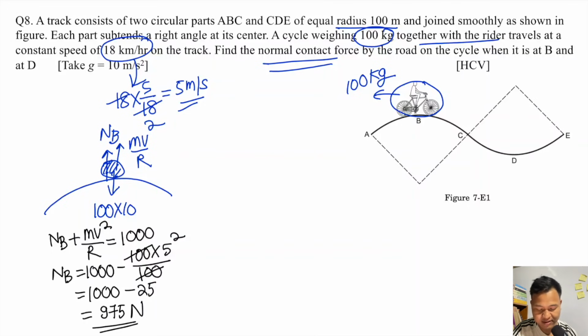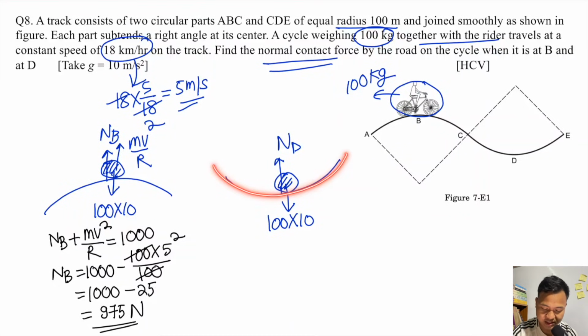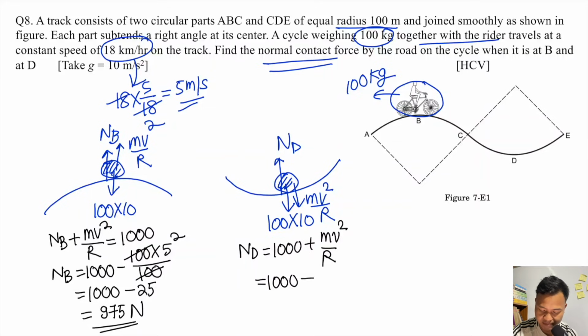Now the normal at D. Here you have concave upward. Let's say the cyclist is here. Weight is 100 into 10 newton downward, and normal is upwards, normal at D. For a circular path, the centrifugal force should be away from the center, so downward I have mv square divided by r. Vertically net force is 0, so ND should be equal to 1000 plus mv square divided by r. So 1000 plus mass 100 into 5 square divided by 100, 100 cancels out. So I will have 1025 newton.